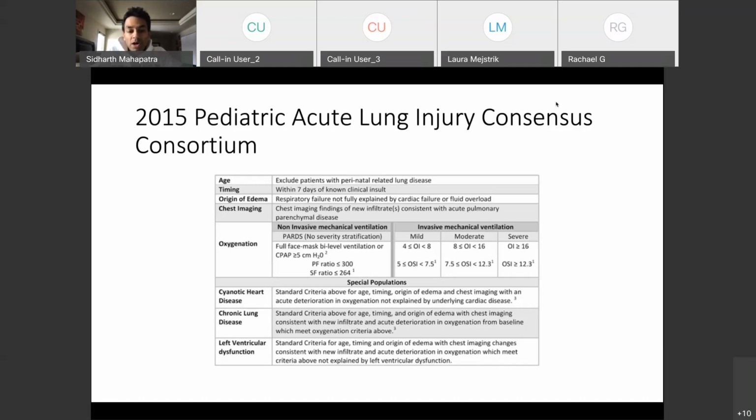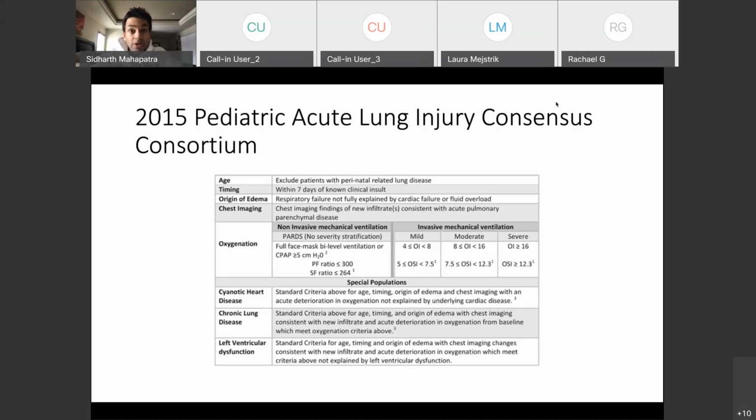And so patients that are on CPAP or on full face BiPAP who have P to F ratios or SF ratios qualify in having PARDS. There's no reason that they should be excluded because we learned from our trials that those kids are just as much at risk of decompensation as their invasively ventilated counterparts.